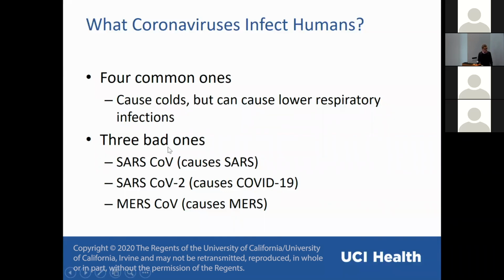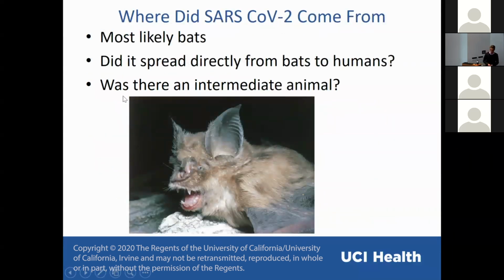There's no question that SARS CoV-2, the cause of COVID-19, is a new virus. It simply has not appeared before. If that were the case, we would probably not be seeing what we see now with this explosion of an epidemic. It most likely came from bats, and I'll show you the reason that that's thought to be the case in a minute. We do not know if it spread directly from bats to humans or if there was some intermediate animal that served as a host.